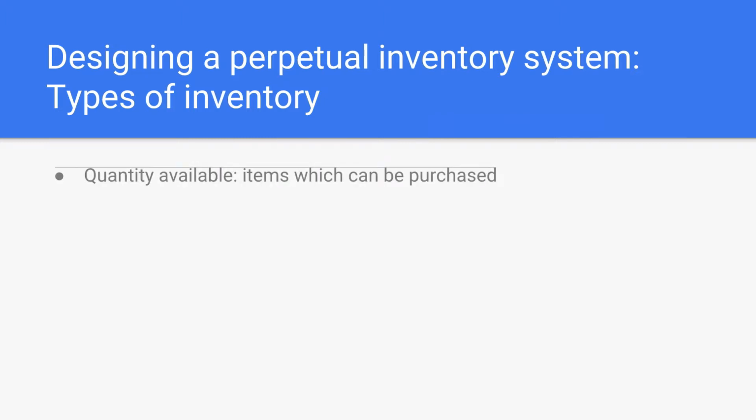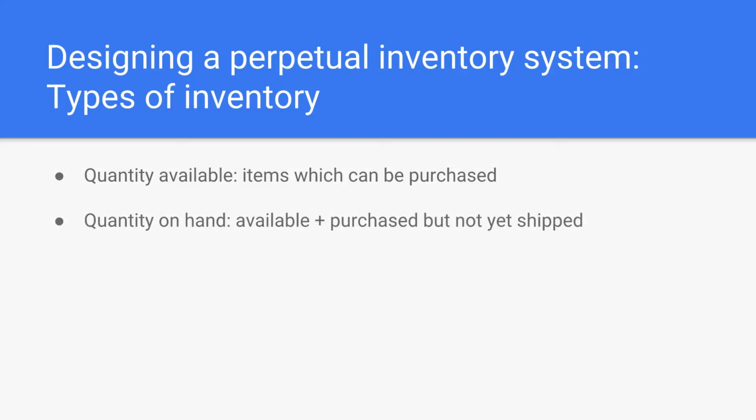So let's look at different types of inventory that we're going to have to track in our inventory system. One is the quantity available. These are items which can be purchased by customers. So say a customer is looking at your website and they want to know whether they can buy the item, and there's a count of items that they can buy. Those are the quantity available.